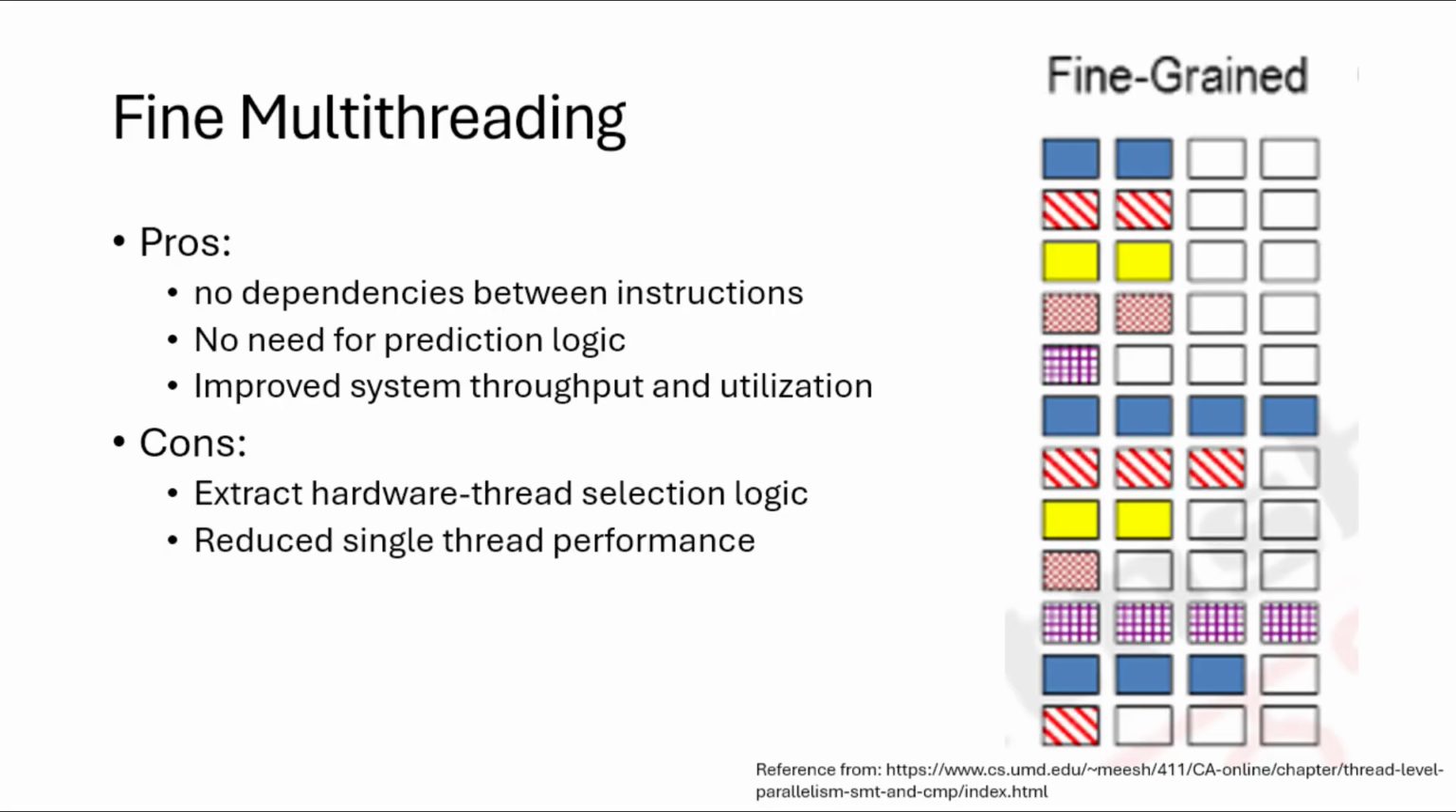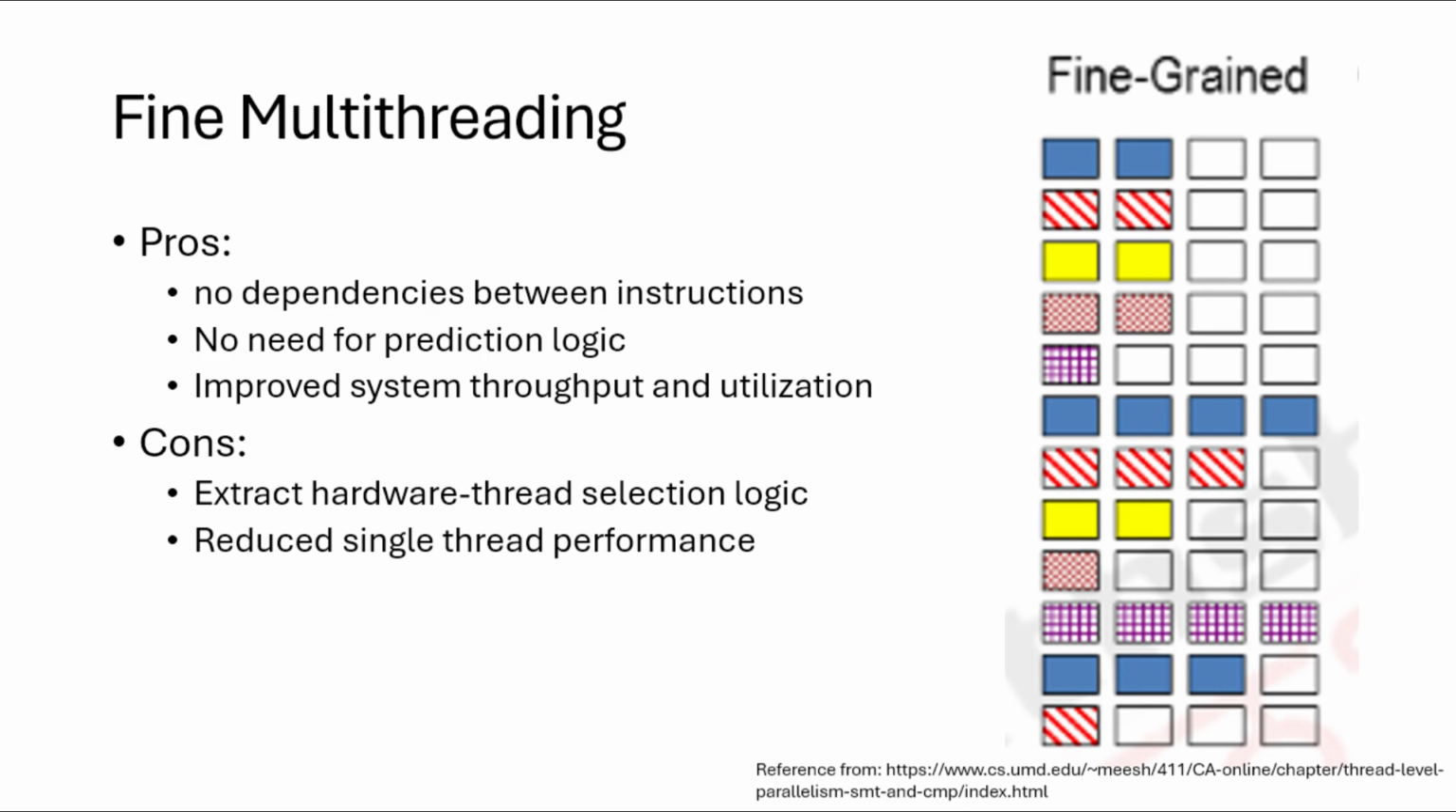So fine-grained multi-threading is very simple. First, we can see the picture. There are 5 different colors. And we know the basic pipeline has 5 steps. The first one is fetch, decode, execute, memory, and write back. With 5 different colors, we can guarantee there's no dependence between the instructions because you have to wait for the whole cycle till the next stage.